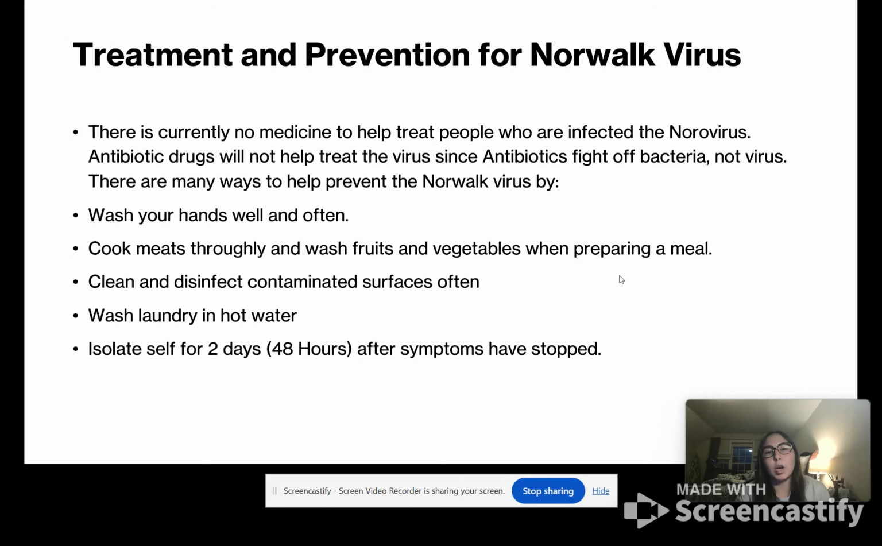There are many ways to help prevent the Norwalk virus: wash your hands well and often, cook meat thoroughly, wash fruits and vegetables when preparing a meal, clean and disinfect contaminated surfaces often, wash laundry in hot water, and isolate yourself for 2 days, 48 hours, after symptoms have stopped.